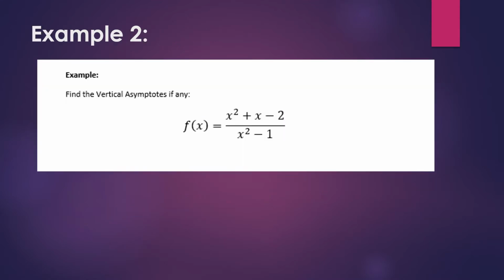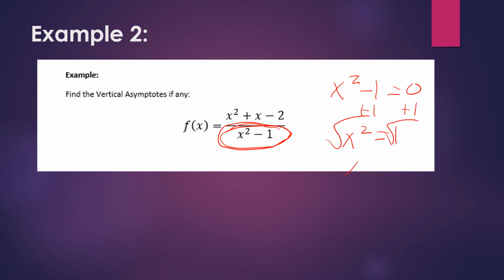Here in example 2, they ask us to find the vertical asymptotes if there are any. So remember, for a vertical asymptote, we need the denominator to be 0. So that's going to be our first step. Figure out when the denominator is 0. So x squared minus 1 equals 0. Add 1 to both sides, and we're going to get x squared equals 1. Take the square root, and we're going to get that x equals plus or minus 1.